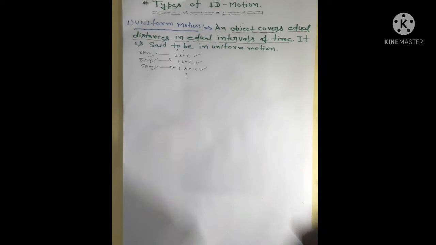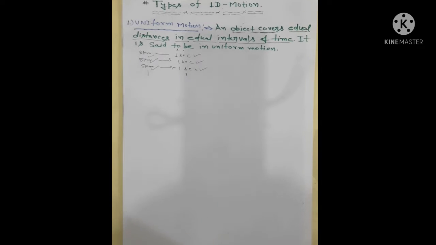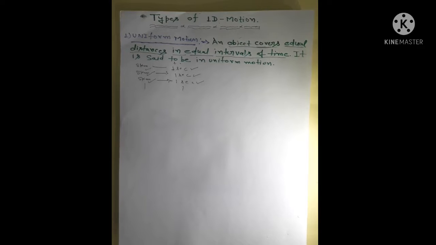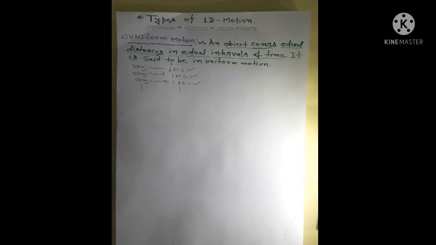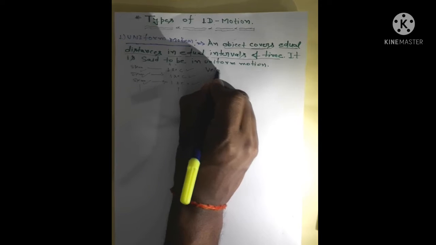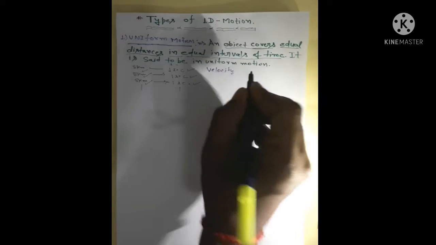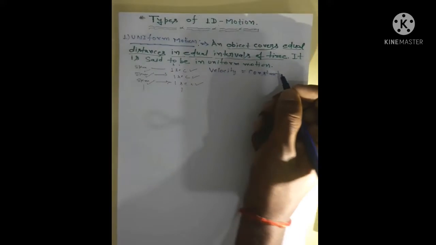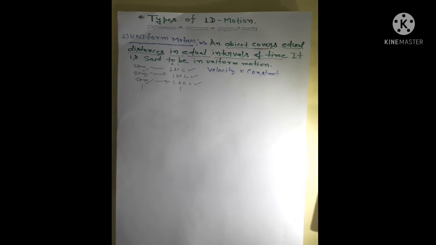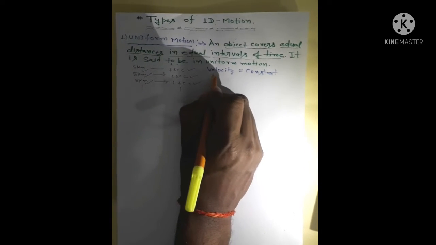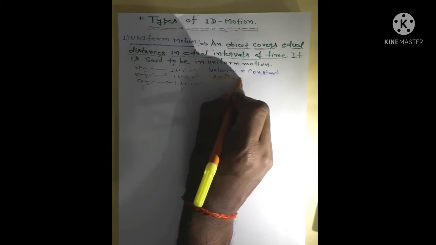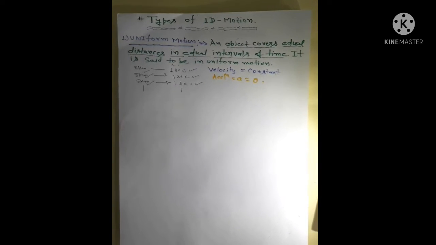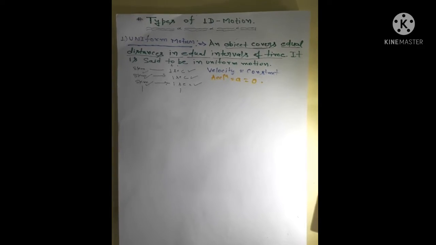In uniform motion, velocity is always constant and acceleration is 0. In uniform motion, velocity is constant and acceleration is 0.